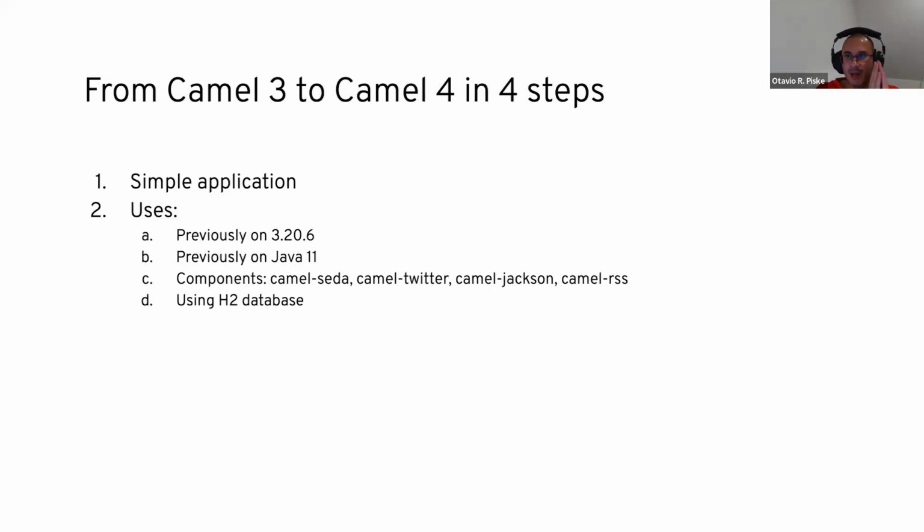Okay, so a bit of background about this application. It's basically an application that I use to consume data from different sources on the internet, Slashdot, Reddit, Twitter, and so on, to let me know when there is content about Camel on those platforms. And it notifies me about it. It was originally based on Camel 3.20.6, running on Java 11, and used some of those famous components: Camel SEDA, Camel Twitter, Camel Jackson, Camel RSS, and a few others. And to give you an idea of the simplicity of this application, it uses H2 as the database.